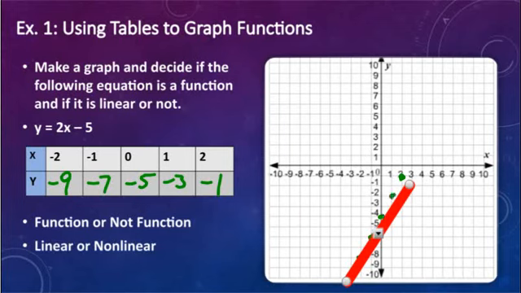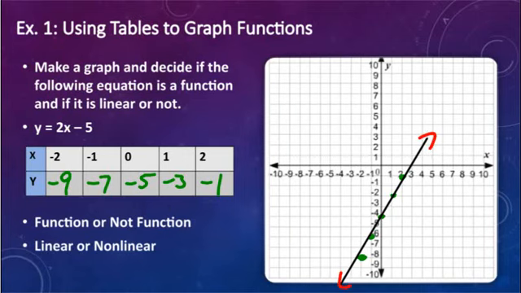Let me put my points back in there. So yeah, I put my points back in there. So 1 and negative 3 here, and then 2 and negative 1. And then now let's draw a line. So my line would look something similar to that.